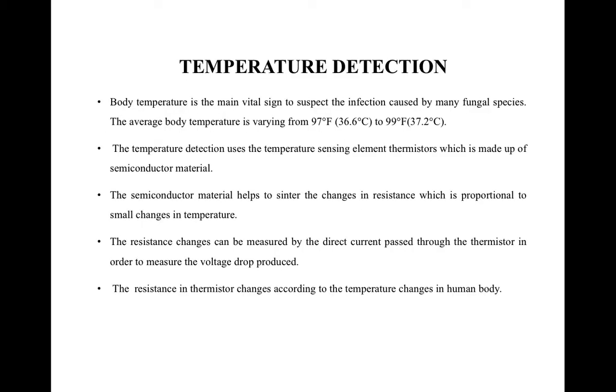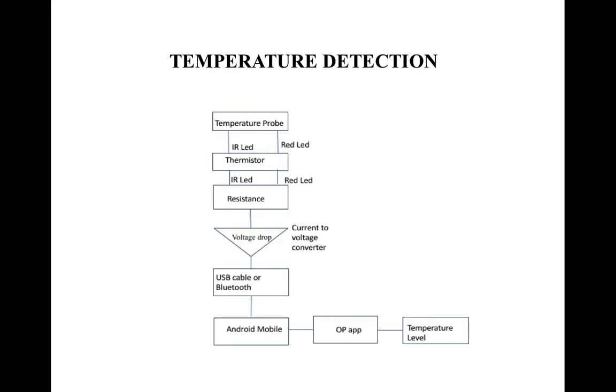This is the third module, temperature detection. Measuring body temperature helps to suspect many infections. Here a thermistor is used with a probe. It contains resistance. The resistance changes according to the temperature changes in our human body. The data flow diagram shows the voltage drop across the resistance helps to measure the body temperature of the patient.